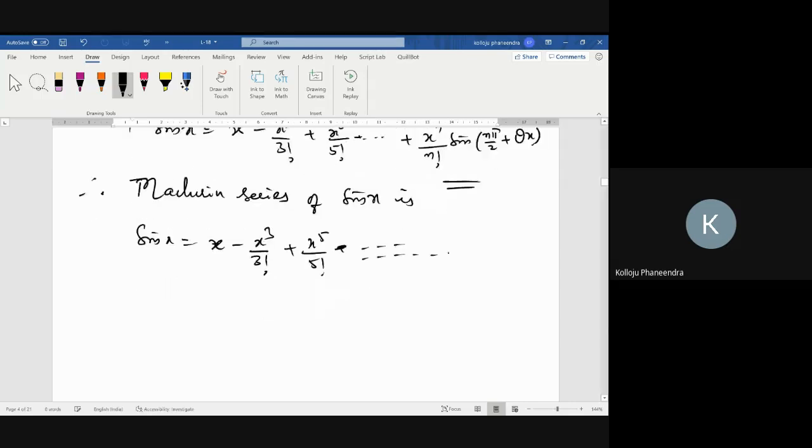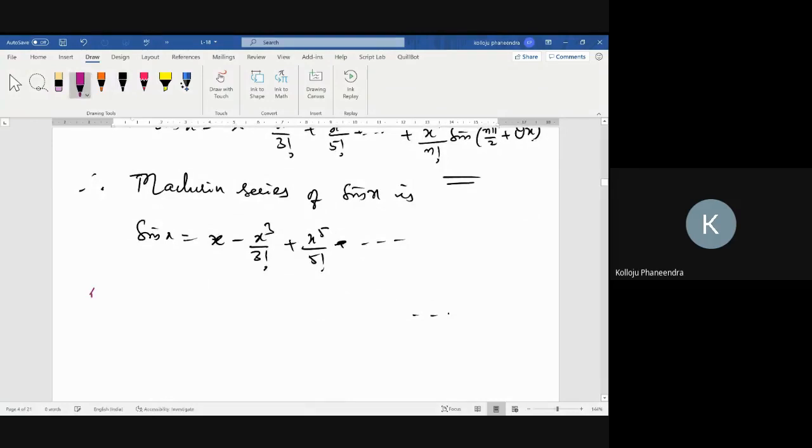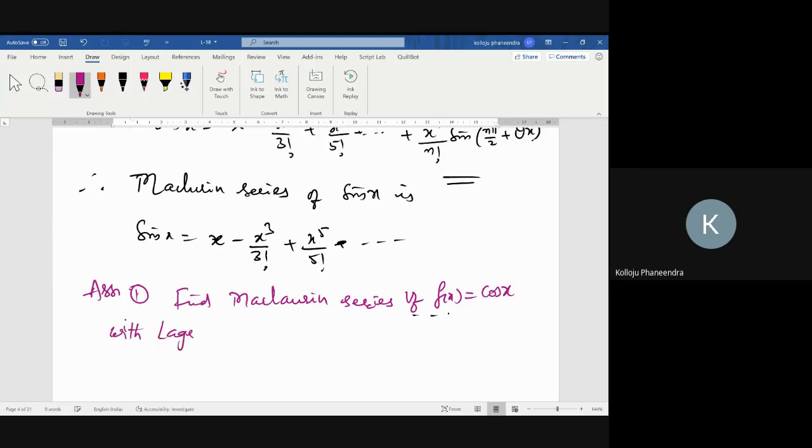And next one, you take this problem as an assignment. Find the Maclaurin series of f of x equals cosine x with Lagrange's form of remainder.